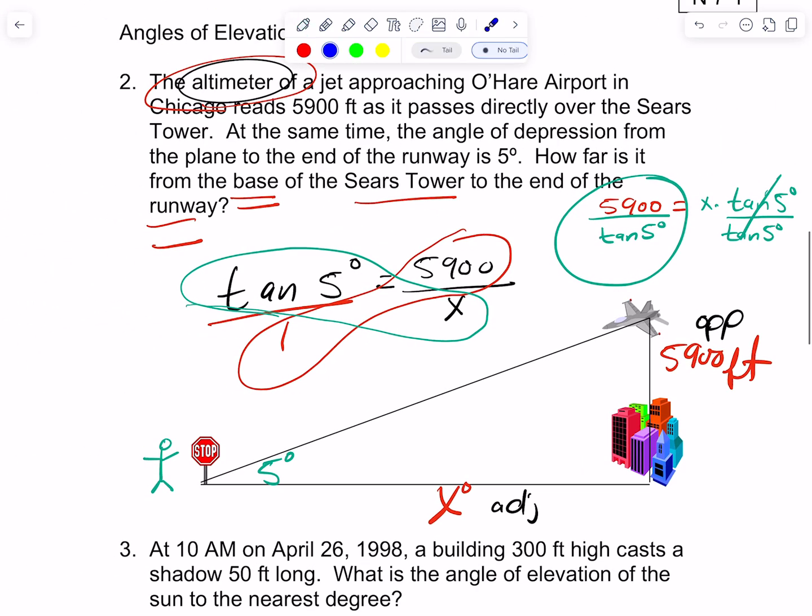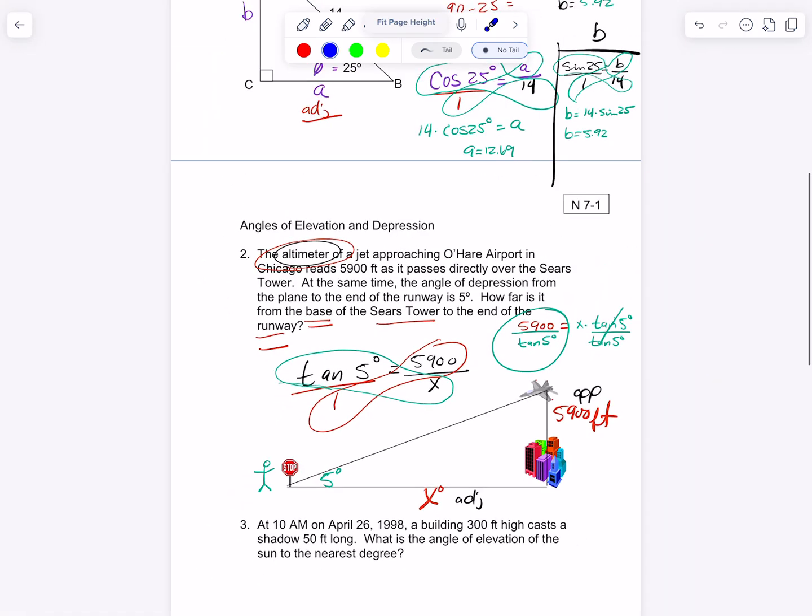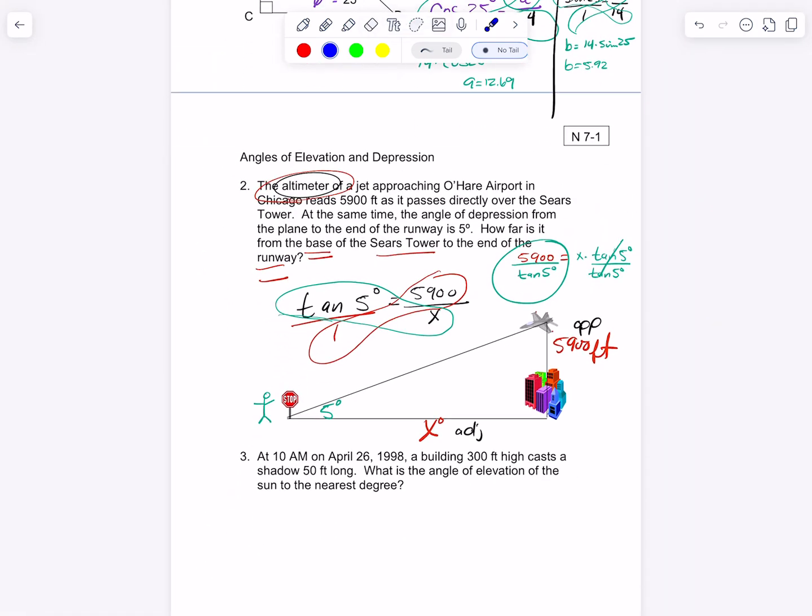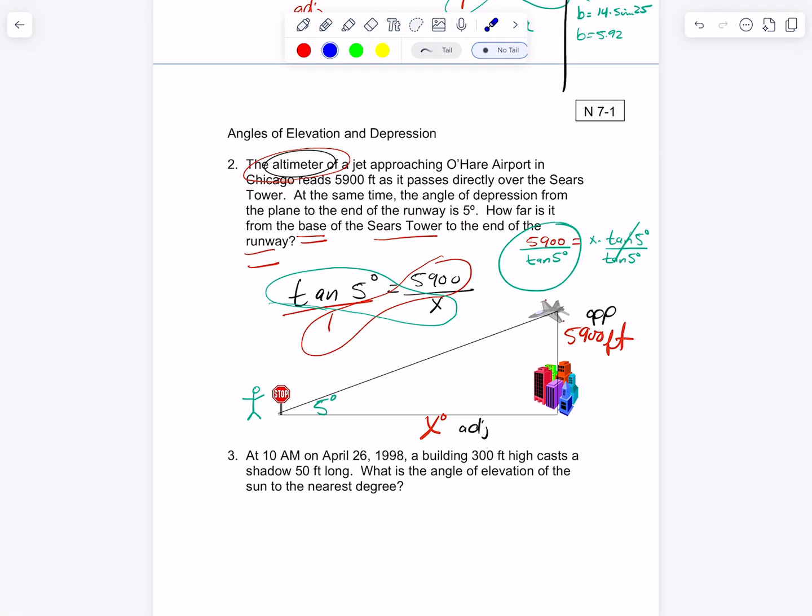In shortcut, if your variable's on the bottom, you just switch these two. They switch spots. You just do 5900 divided by tan 5 degrees. Remember 3 parts: labeling, setting up, executing. If you can do those 3 things, you are golden. If you get a big number, you're doing it right. And I'm going to explain why.